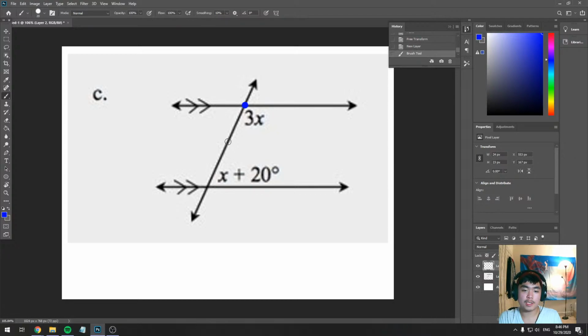So what do we notice about this angle and this angle? What do we notice? So if you said that they are equal to each other, that would be incorrect, right?